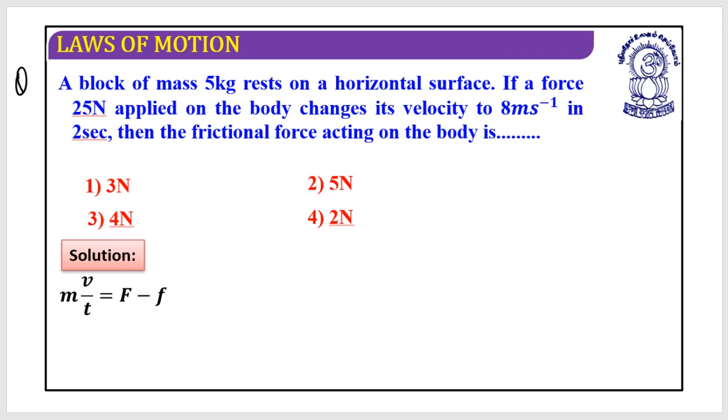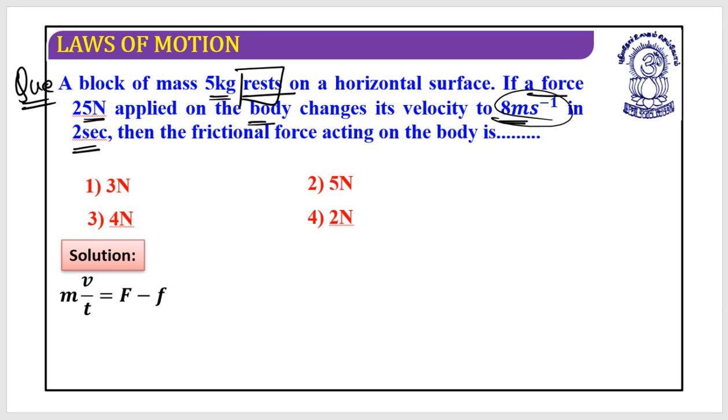Do it quickly. Time is running. Make it fast. A block of mass 5 kg rests on a horizontal surface. If a force of 25 Newton is applied on the body, it changes its velocity to 8 meter per second. That means it is at rest initially, and now it is moving with the speed of 8 meter per second in 2 seconds. Okay, even time is given. Then find the frictional force acting on the block.